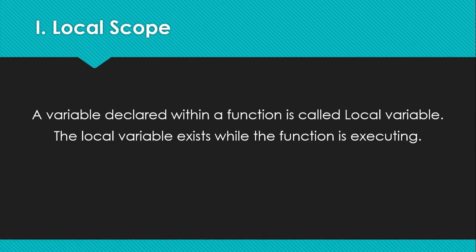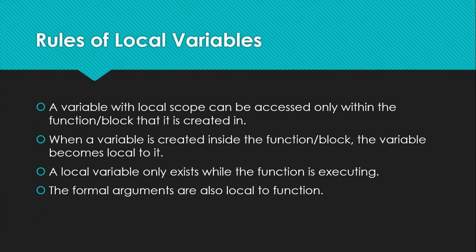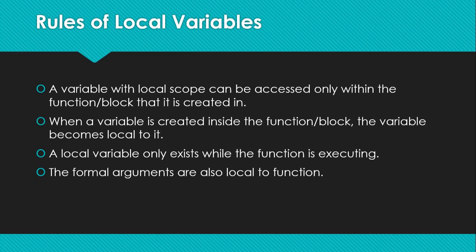The rules for local variables are: these local variables can be accessed only within the function where they are created. You cannot access them from outside the block of declaration. We cannot access them from outside the function declaration. A local variable will exist as long as the function is being executed, but once the function stops executing, this local variable will cease to exist. It doesn't exist anymore. And remember, the formal arguments are also local variables in the function. These are the different rules for local variables.